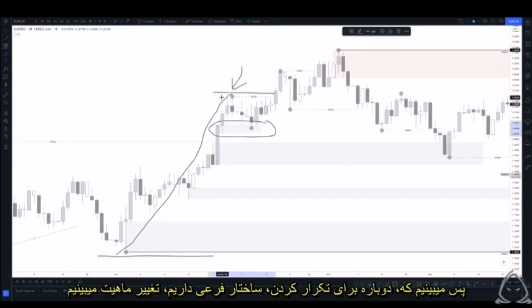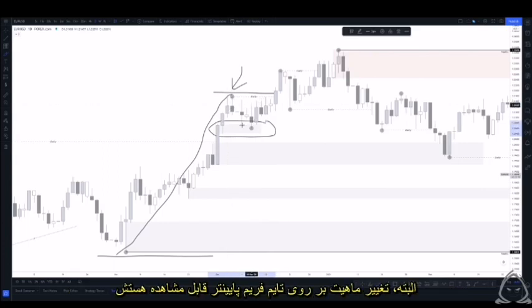So as we can see, again, just to reiterate, we have that substructure. We start to see that change of character. Of course, the change of character is more visible on a lower time frame.